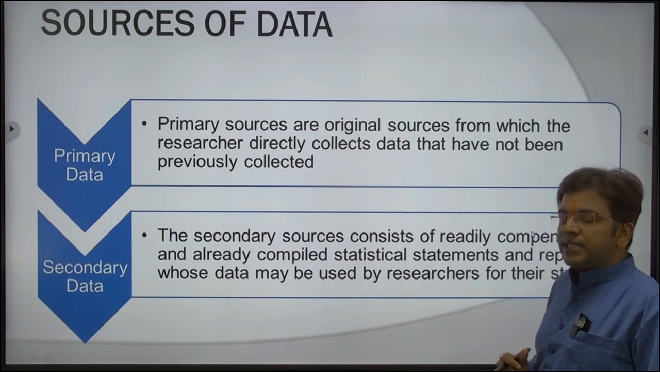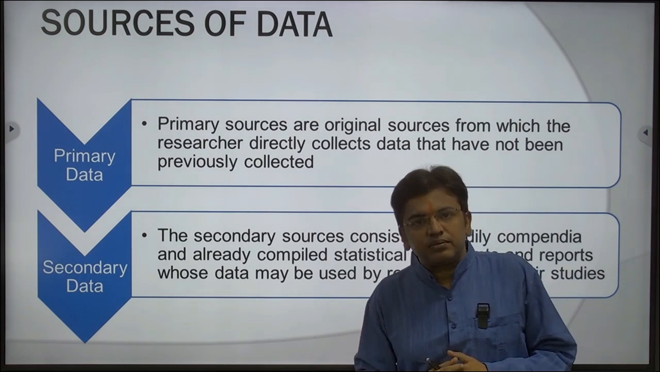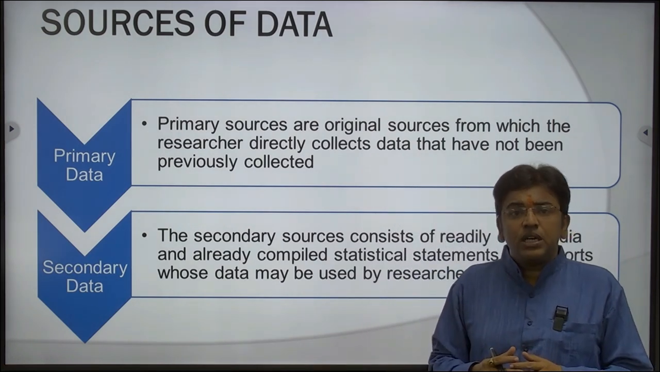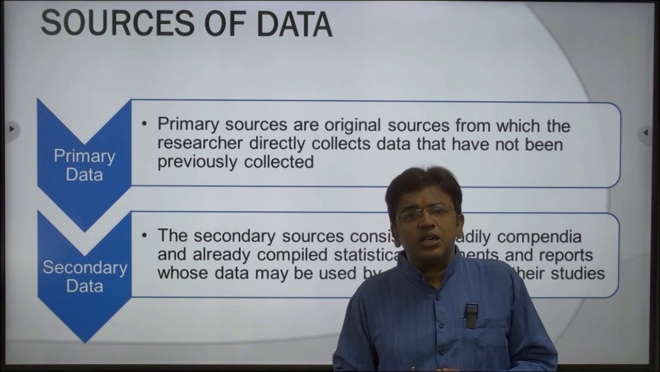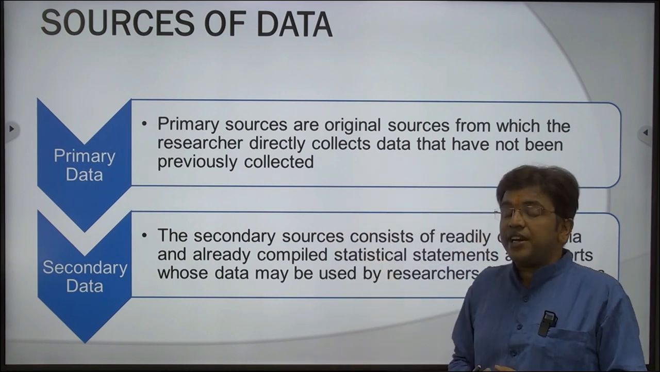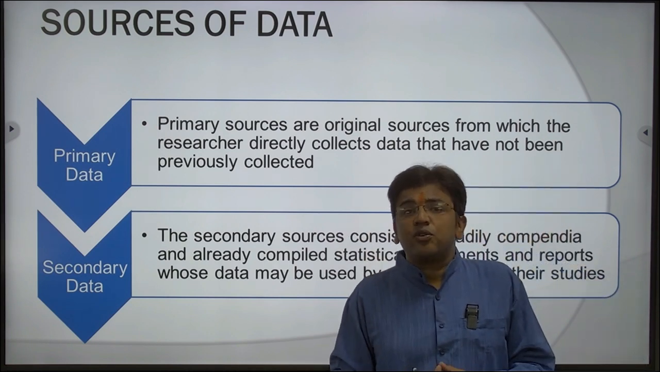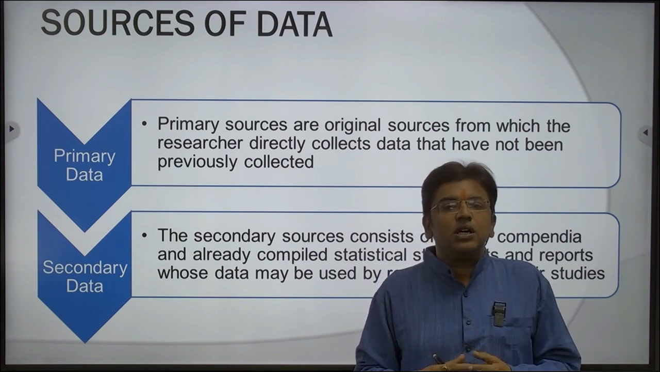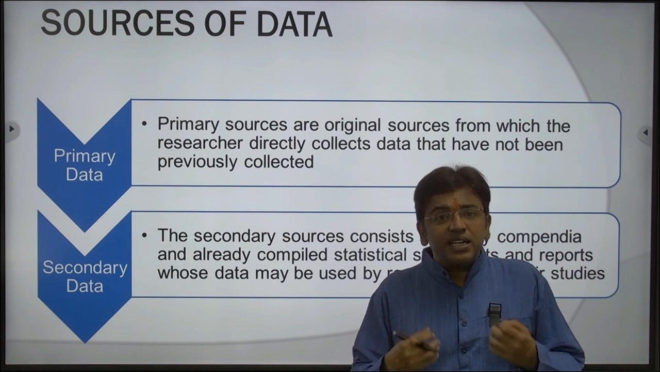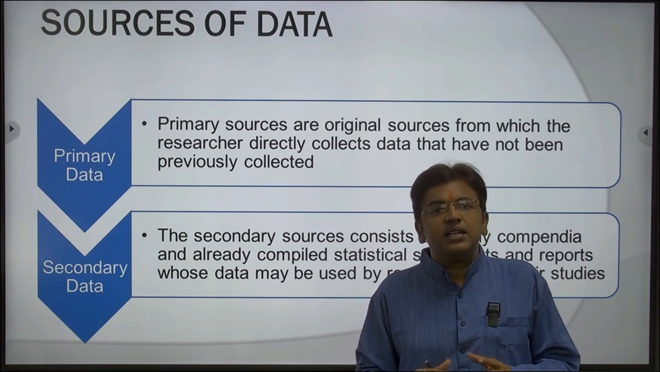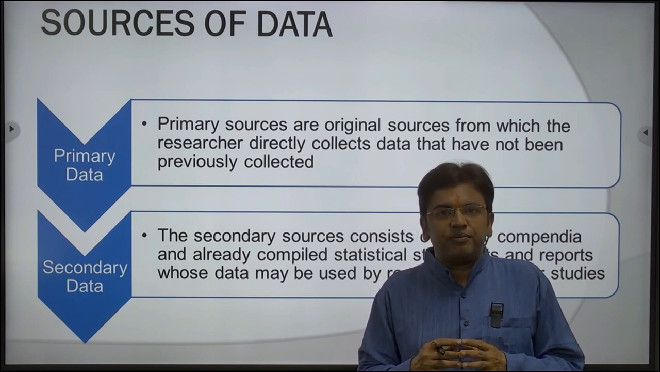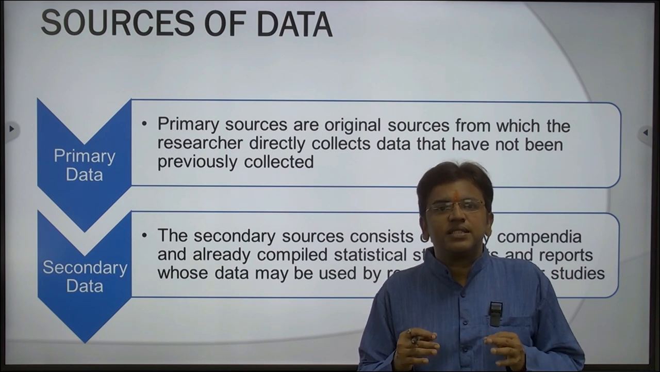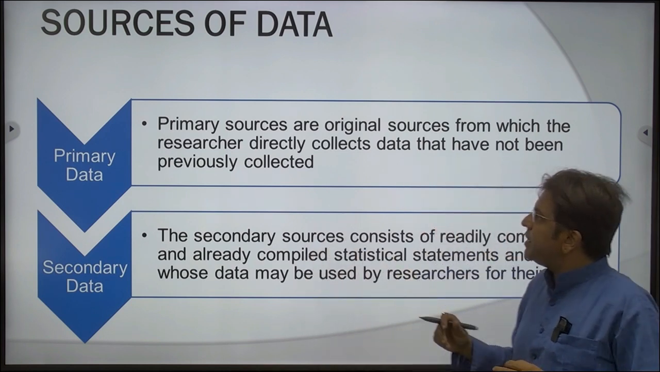Then sources of the data. How are you going to collect the data? There are two different sources mainly used in our research methodology: one is the primary data and the other is the secondary data. Primary data is the raw data, means data which is collected by an individual, by a researcher for his or her study and is being applied for the first time, means raw, for his study. It is known as the primary data.